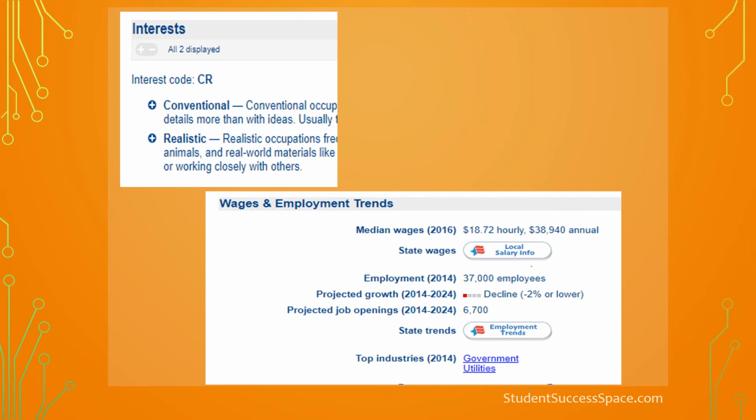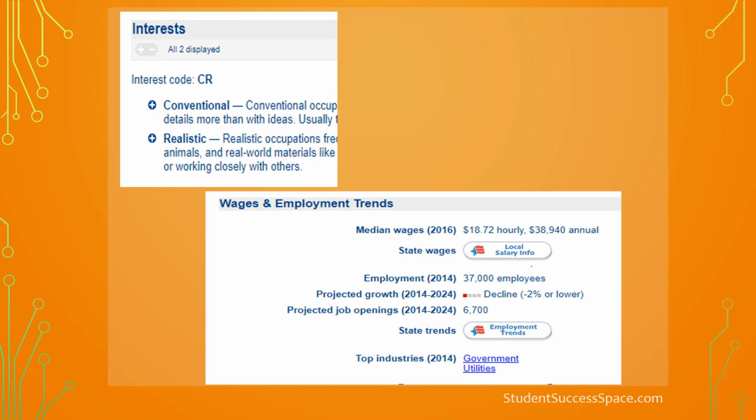Let's also look at that projected growth. Do you see that right here? It says decline, -2% or lower. A decline. This means that this is an occupation which will probably disappear. Now, if you're passionate about reading those meters out there, go do it. But make sure that you have an alternative plan. You may find that during your lifetime, you're going to need a new career because your profession may suddenly disappear.